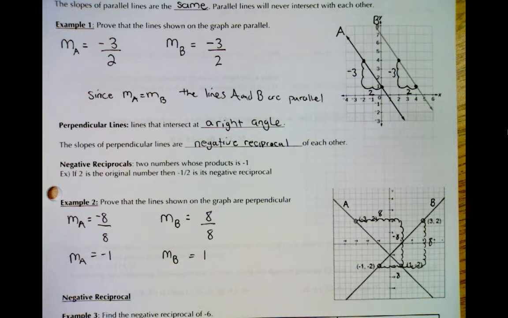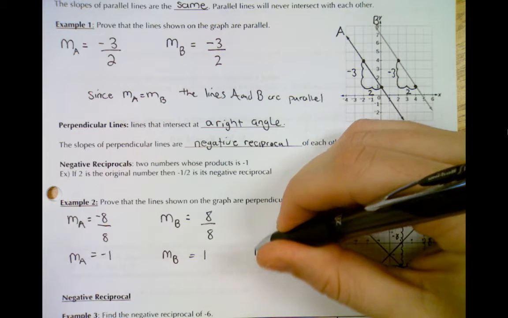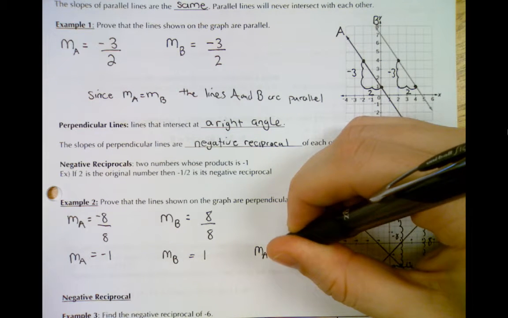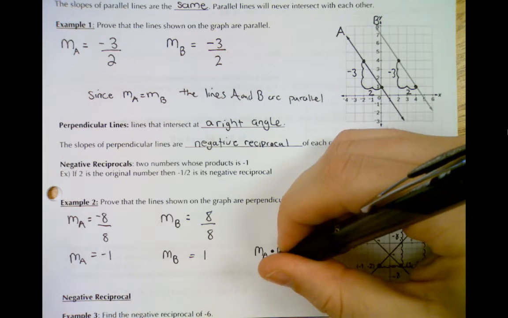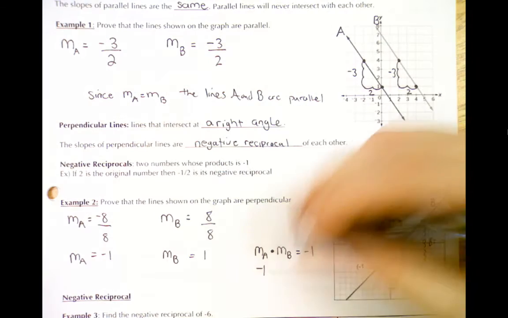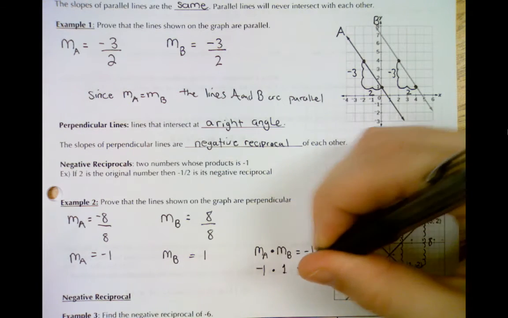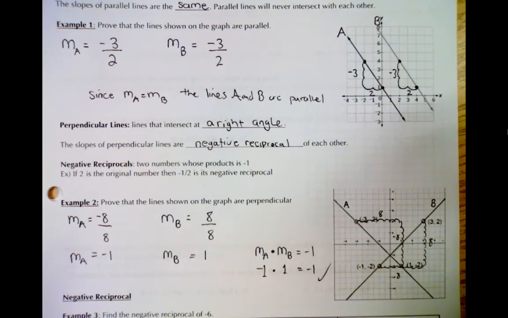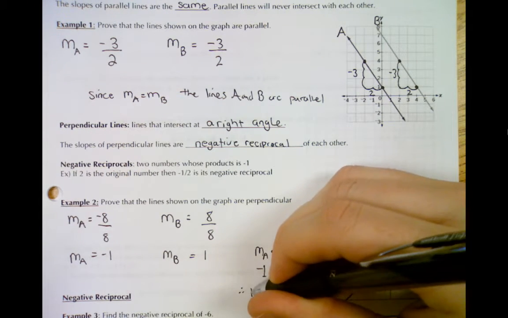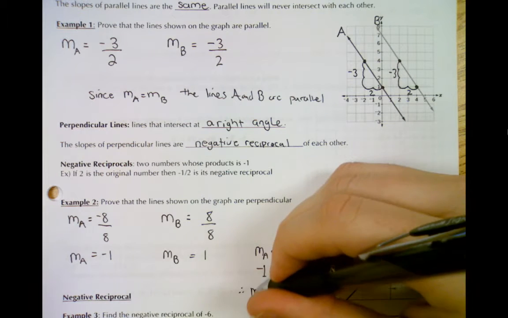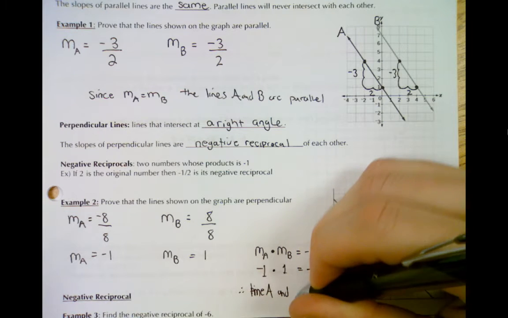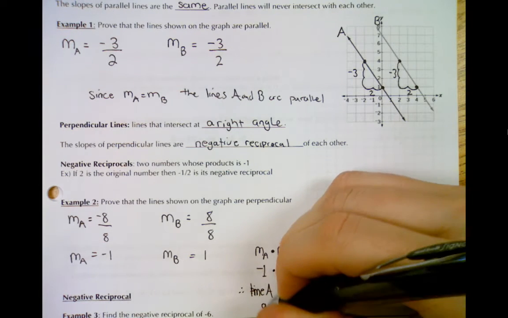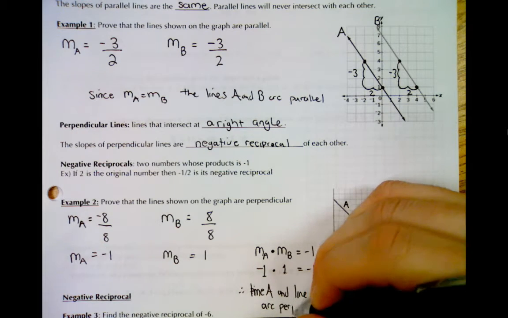And if we multiply these two slopes, if we get -1, it means the lines are perpendicular. So that means if we take the slope A and multiply it by slope B, we should get -1. So let's find out. That is -1 for the slope of MA times 1. And if we multiply those, we do get -1, which means, therefore, line A and line B are perpendicular.